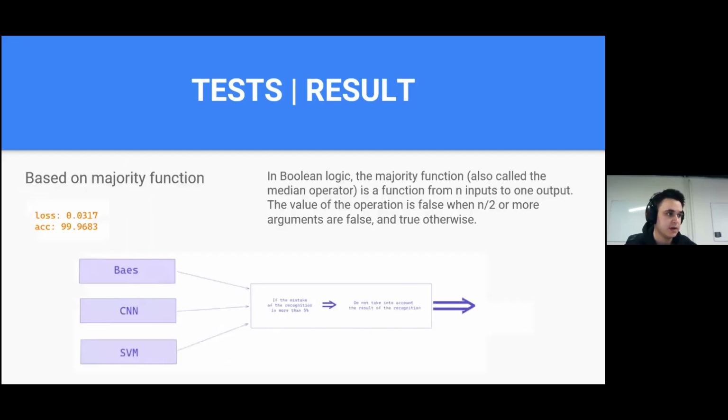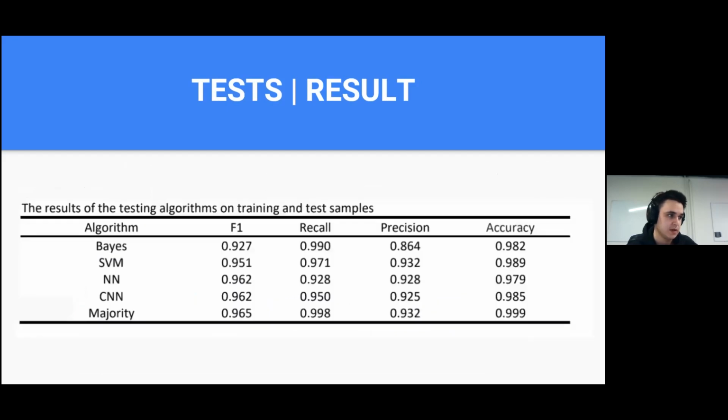Also, we have tested the three best algorithms using a majority function. We get the prediction from the three algorithms, and if the recognition error is more than 5%, we don't take into account the result of this algorithm. And here you can see the testing of the algorithms on training and test samples.